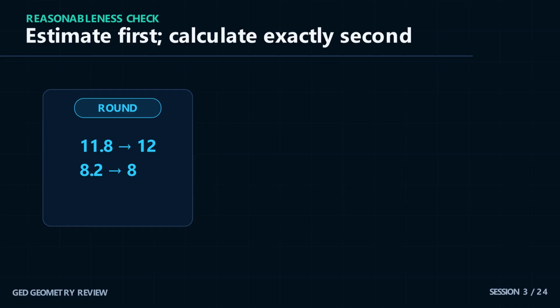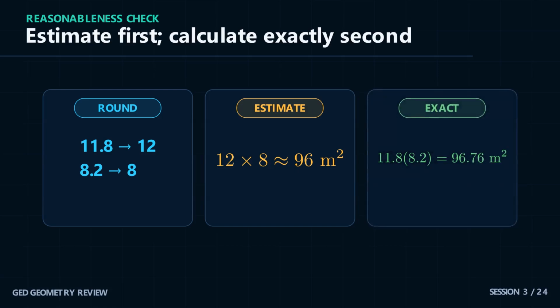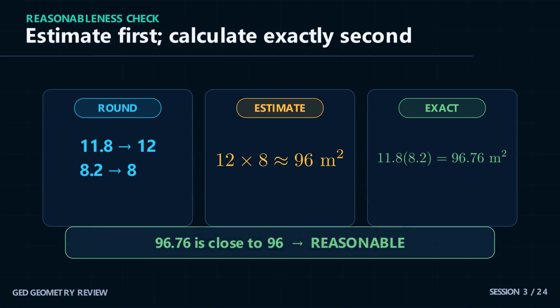Estimation can catch calculator and transcription errors. A rectangle measuring 11.8 meters by 8.2 meters is close to 12 by 8, so its area should be close to 96 square meters. The exact product is 96.76 square meters. That is sensible. An answer near 20 or near 900 would signal a mistake. Estimate with nearby friendly numbers before or after calculating, and round only when the question tells you to.